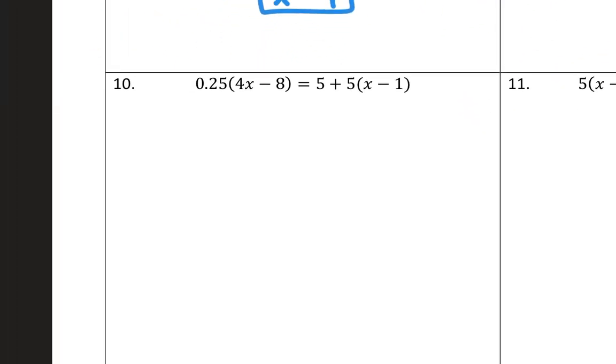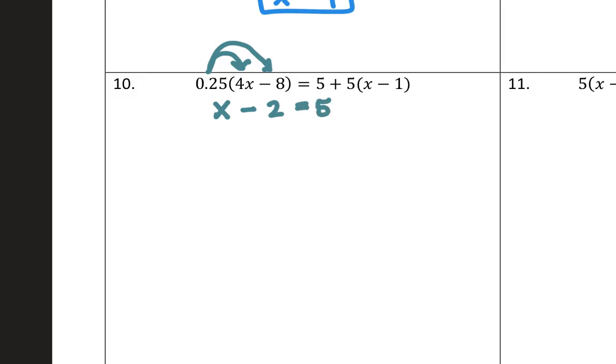All right, so let's look at this one. Again, multiplying by the number in front. This is a decimal, but it's the same way. 0.25 times 4 is 1x. 0.25 times negative 8 is negative 2.